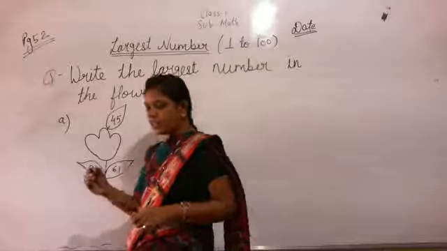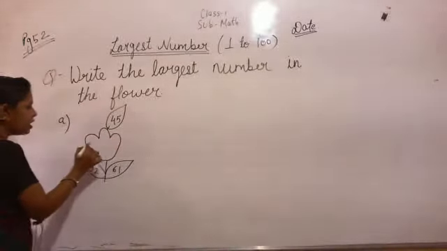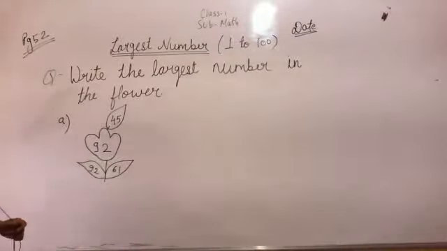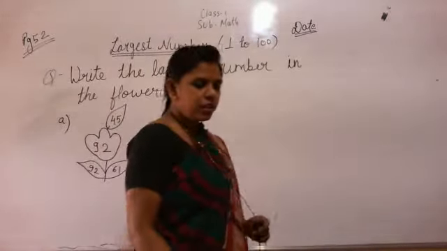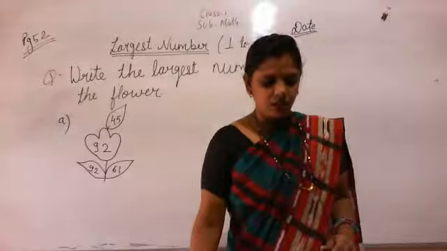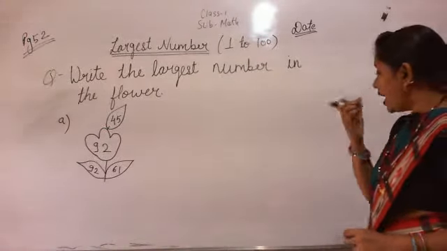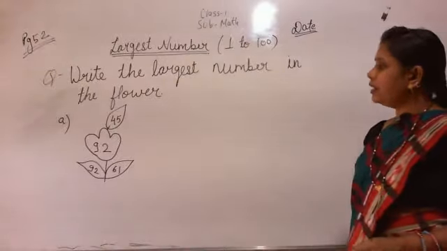So we write the largest number inside the flower. Write here 92. Write the answer. The largest number is 92. So we have written the largest number inside the flower.